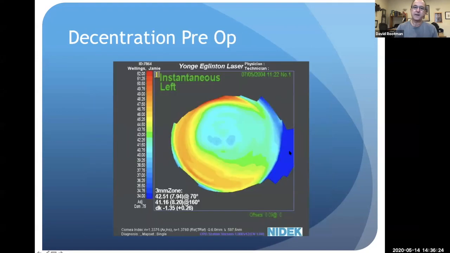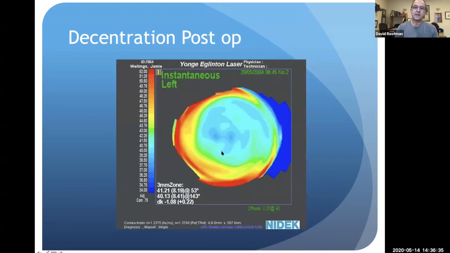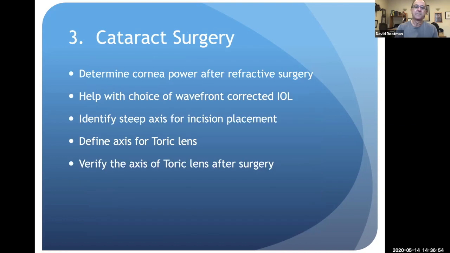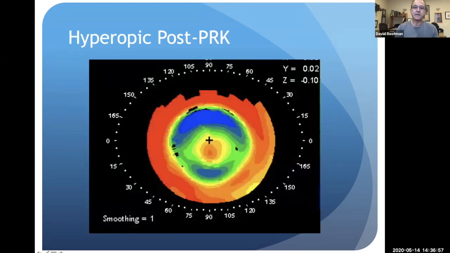And if we compare that to the pre-op, you'll notice that the zone has been expanded. There's been ablation down in this area to give us a better topographic appearance. And this patient actually did really well from a decentered ablation. And here's a hyperopic ablation post PRK, and a little bit of irregularity. Seems to be more ablated up above than down below.